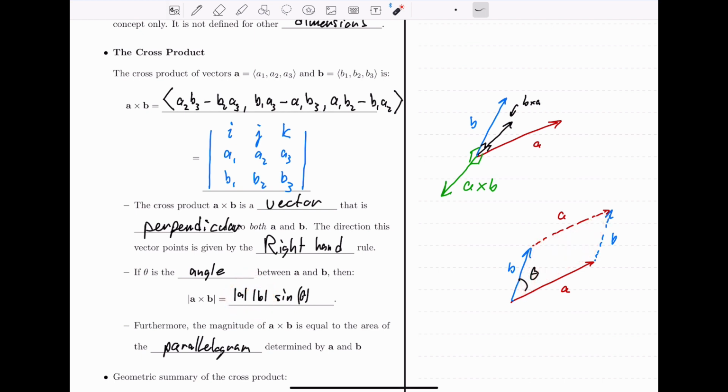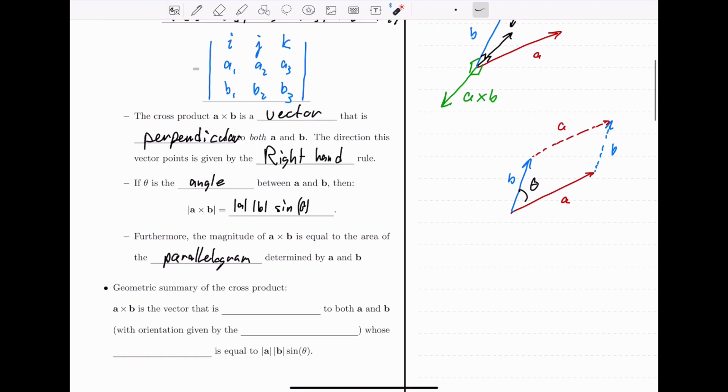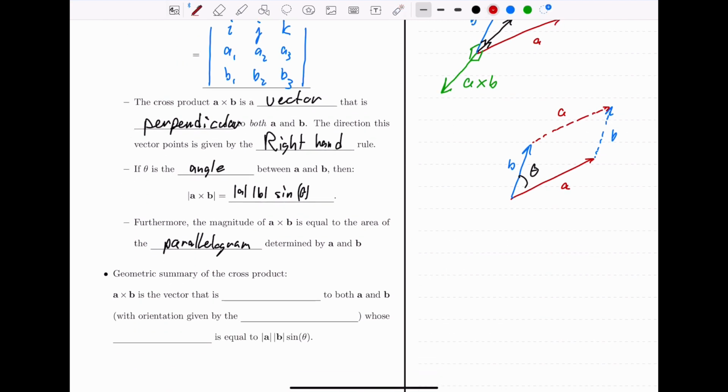We really have some rich geometric properties of the cross product. Let's summarize these in a simple statement. A cross B is a vector that is perpendicular to both A and B. The way to figure out which direction it goes, perpendicular to A and B, is to figure out the orientation given by the right-hand rule. The magnitude of the cross product vector is equal to the magnitudes of the two vectors times the sine of the angle between them. And that also corresponds to the area of the parallelogram described by the vectors.